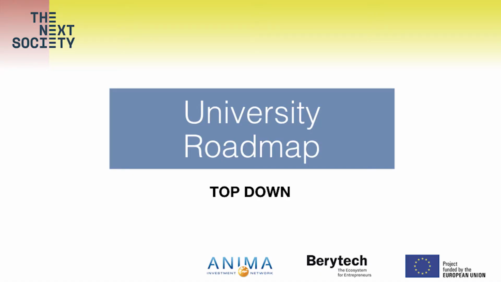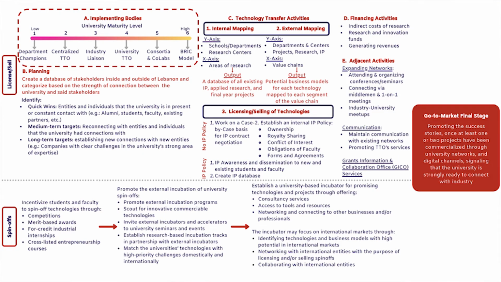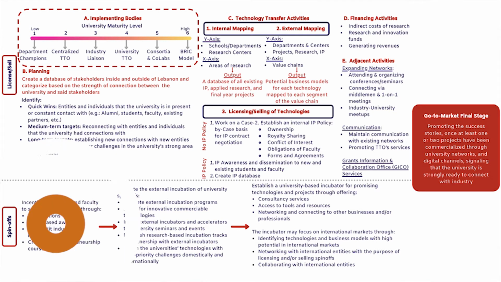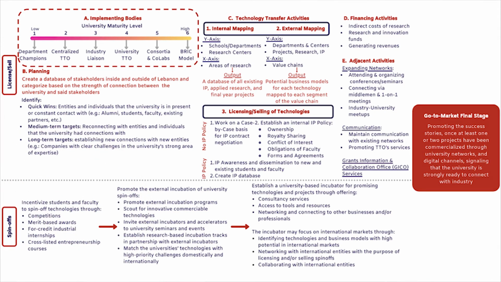So let's start with a top-down roadmap for universities at the beginning. Now, when you look at the roadmaps, you can think about it in two different ways. There's a roadmap that can support licensing and selling of technologies to industry, and there's another roadmap that would support the spin-off component of having startups coming out of universities.